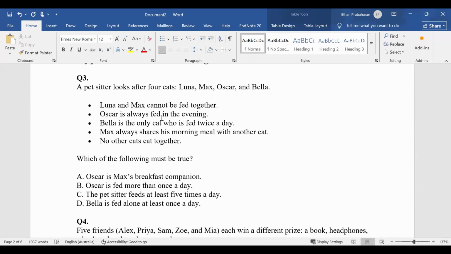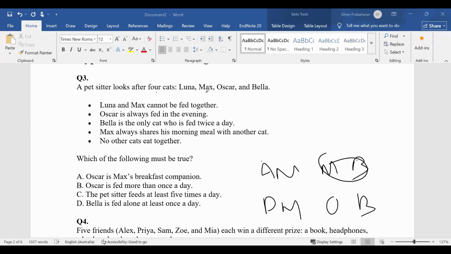Okay. We have 4 cats. Luke and Max cannot be fed together. Oscar is fed in the evening. So let's say you have AM and PM. So Oscar is in the evening. Bella's fed twice a day, so both. Max shares his morning meal with another cat. No other cats eat together. So it's Max and Bella in the morning. Okay. So Oscar is Max's breakfast companion. Oscar is fed more than once a day. The pet sitter feeds at least 5 times a day. Bella is fed alone at least once a day. So we have D as the answer there.